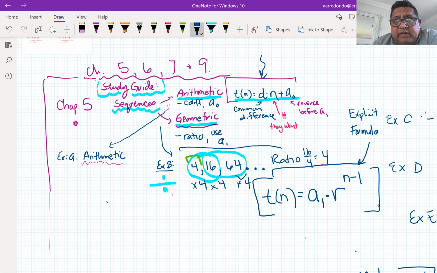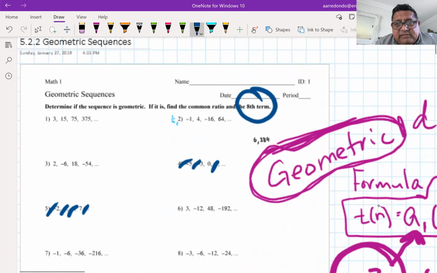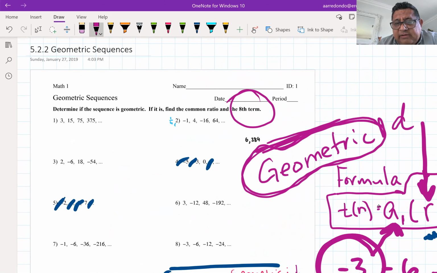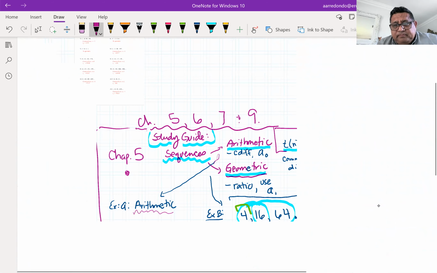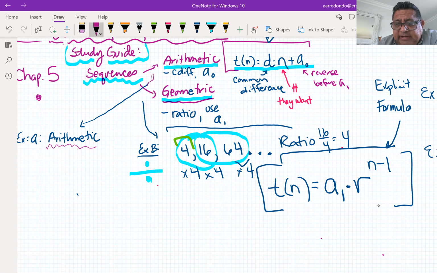Now, remember, you guys, they usually will say what they want you to find. And in this assignment, it says the following. Determine if it's a geometric sequence. If it is, find the common ratio and the 8th term. So guys, let's just do that. We're going to keep finding the eighth term. I think we have everything we need. Okay, here we go.